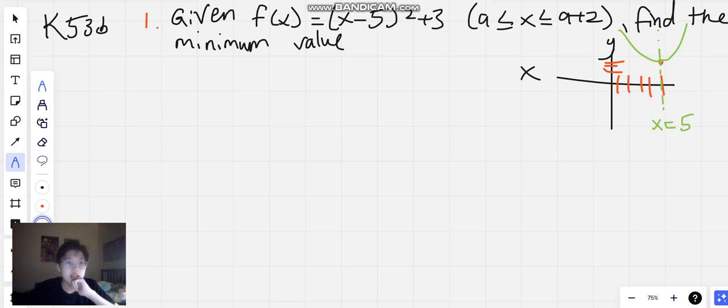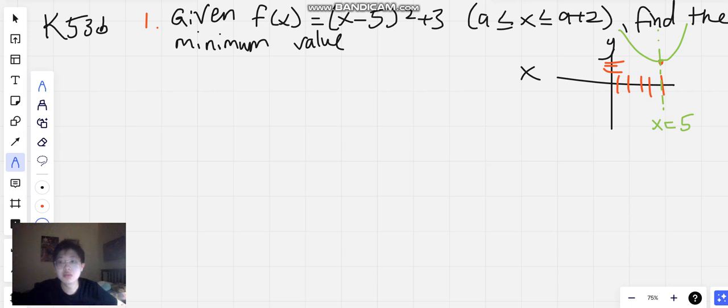So let's say that a, which is always going to be the left hand side of the interval, and let's say a plus 2, which is right here. In that case, the minimum value, I think we could agree, would be at f of a plus 2, because this is lower. And that would hold true.